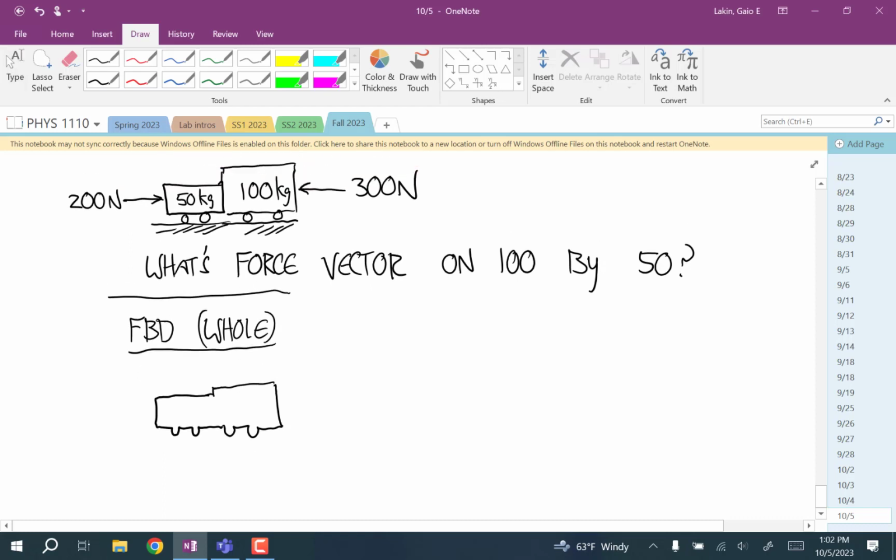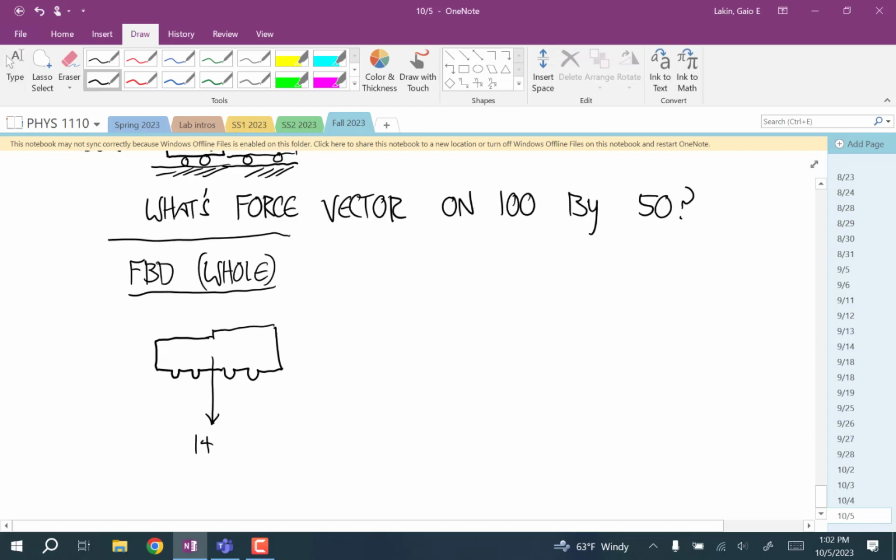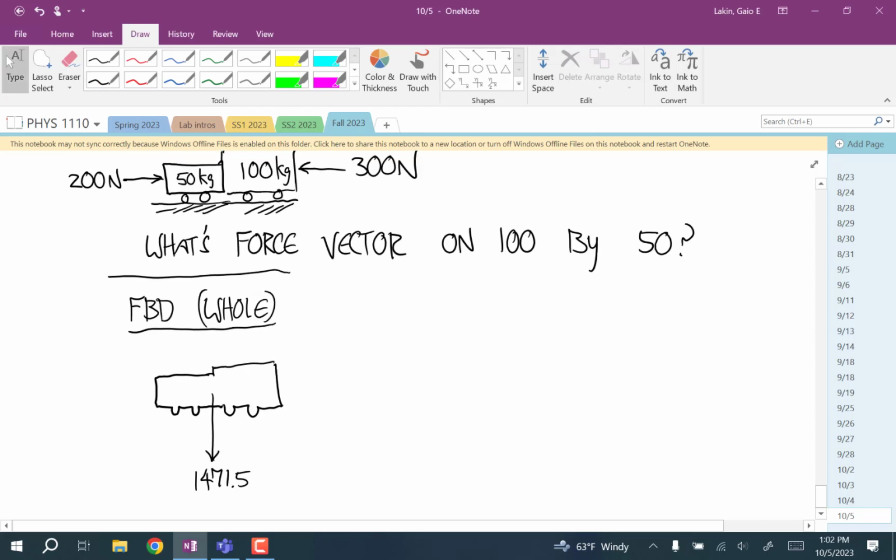We have a weight force of 150 times 9.81, that's 1471.5. We have the 300 here and the 200 here. A pushing force from the ground, I'll call that N total. You can call it whatever you want.